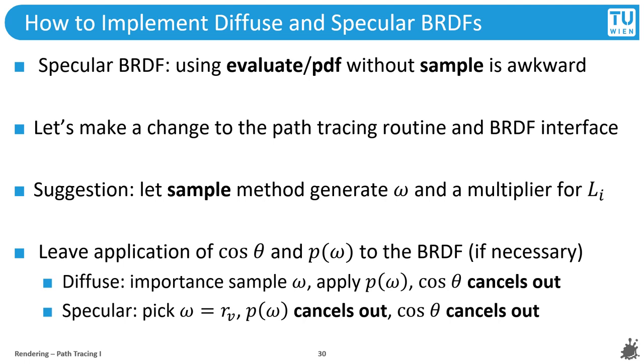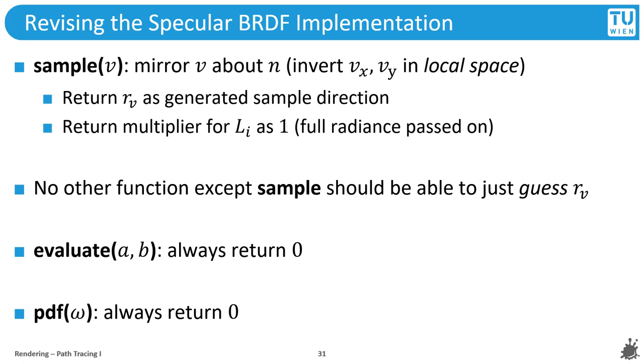With this in mind, we go back to the specular BRDF and take a closer look at its updated version. We will now assume that any operation that actually wants to find the proper mirror direction for an input will do that by using the new sample method, which for a given unit vector v gives rv. We will also assume that no function other than sample can simply guess the perfect reflection direction. This makes things easier in code for us, because we can simply ignore the infinity values and just always return 0 for the evaluation of BRDF directions and the PDF alike.